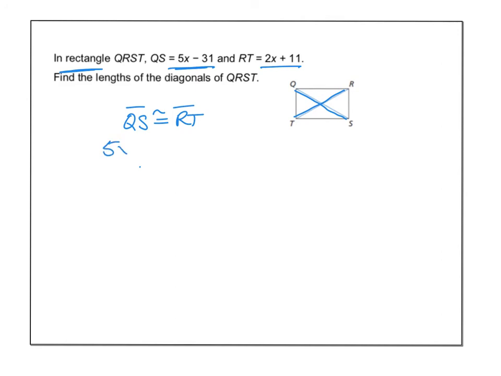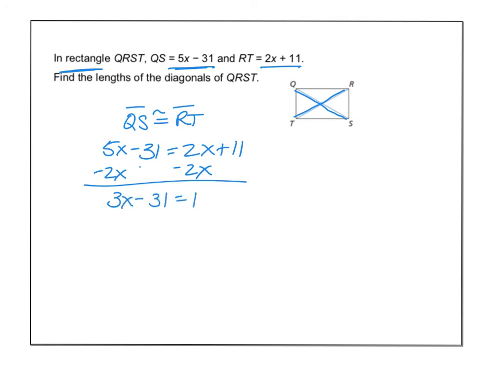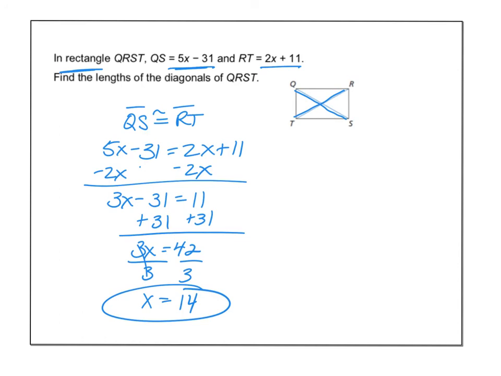So we have 5x minus 31 is equal to 2x plus 11. Subtract 2x from both sides. So we have 3x minus 31 is equal to 11. Add 31. And we have 3x is equal to 42. Divide by 3. And x is equal to 14. So when x is equal to 14, the two diagonals are congruent to each other.